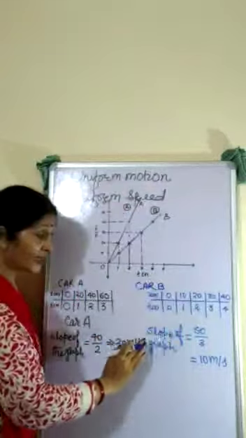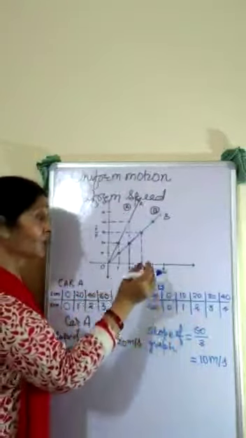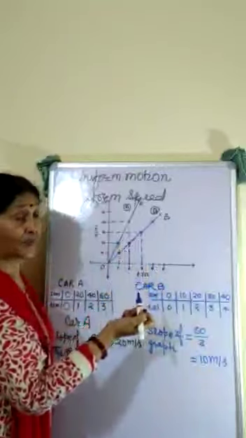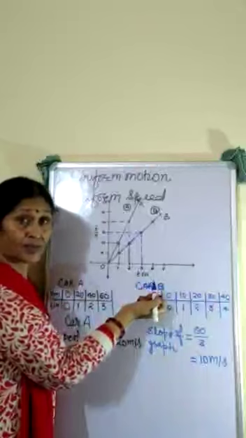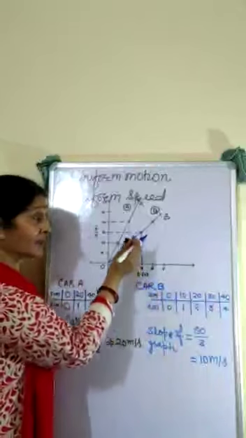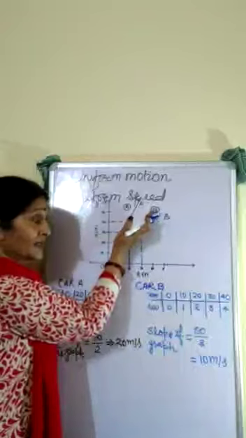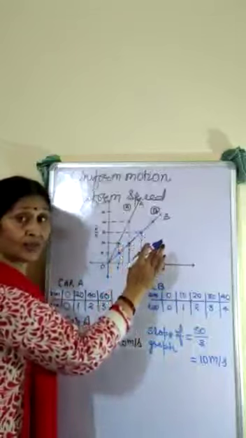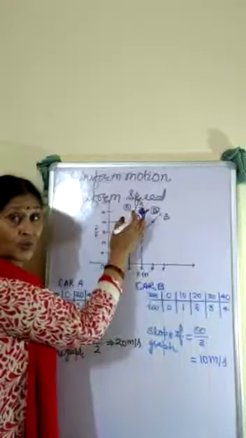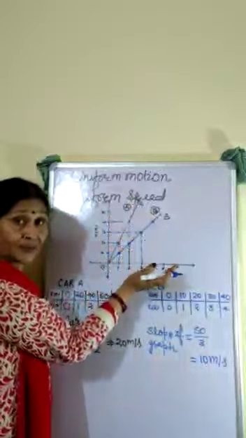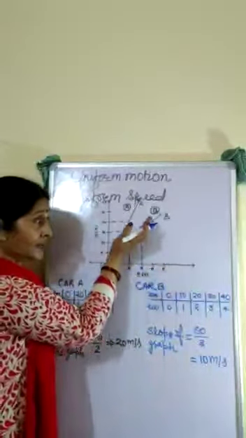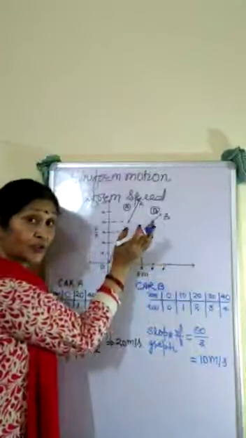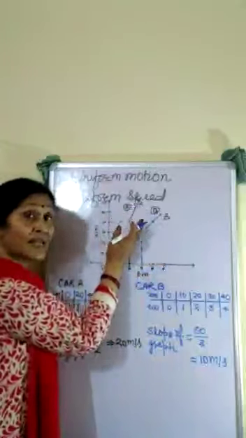Now, without calculating the slope, from this graph we can say directly which one is going faster and which one is going slower. The slope which is more inclined towards the time is moving slower than the slope which is less inclined to the time. I want to repeat, the slope which is inclined more towards the time is going slower than the slope which is less inclined.